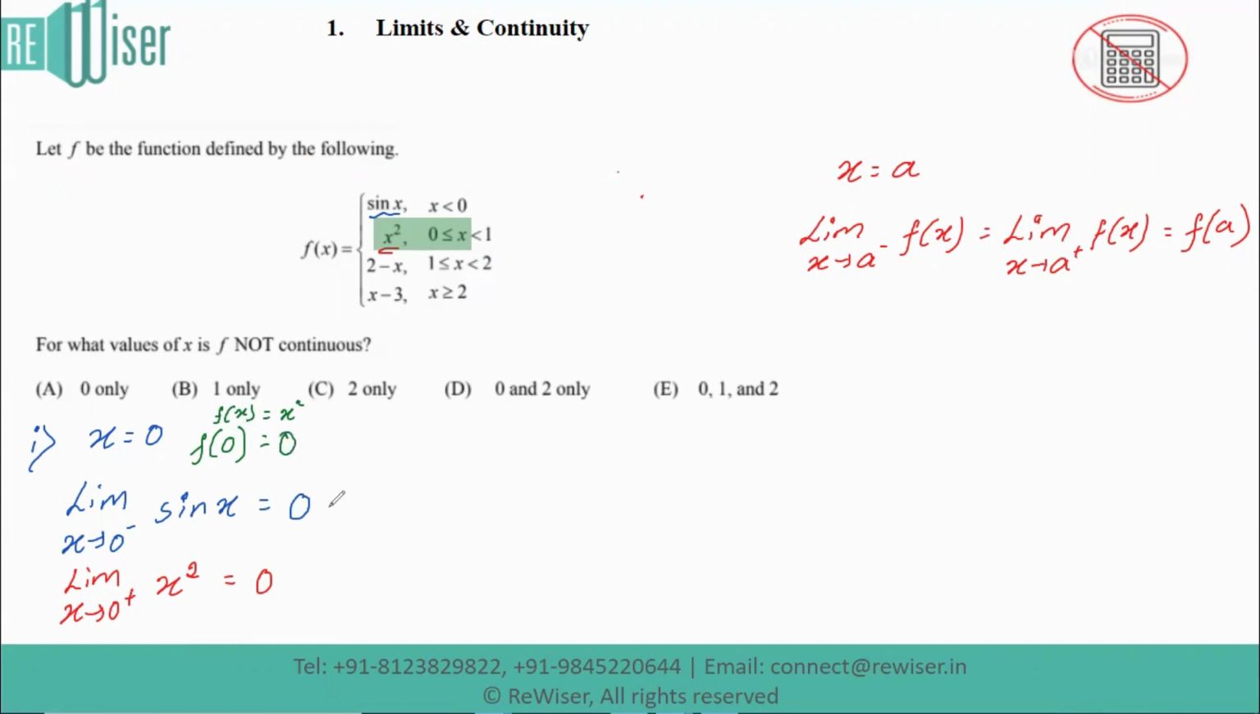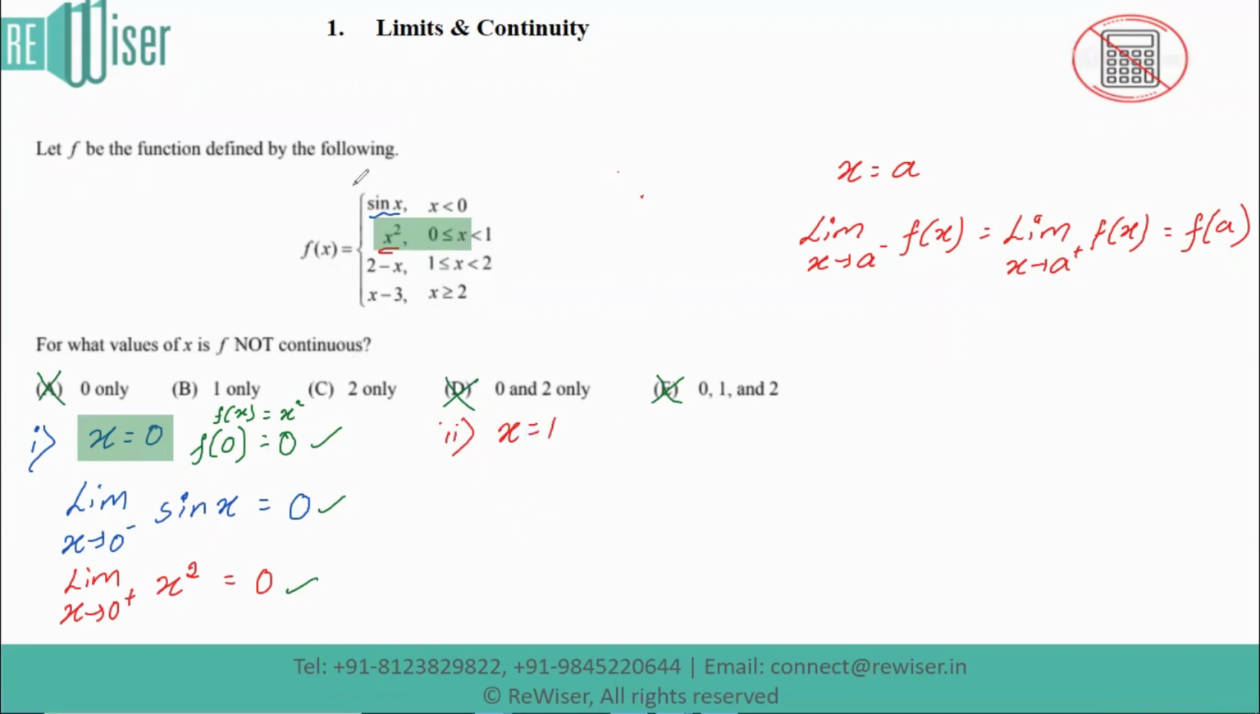So clearly my left hand limit, right hand limit, and the value of the function at that particular point are all 0. So at x equals 0, it is continuous. Since the question is asking about not continuous, I can eliminate option A, and I can also eliminate option E, and option D. So now we are just left with option B or C.